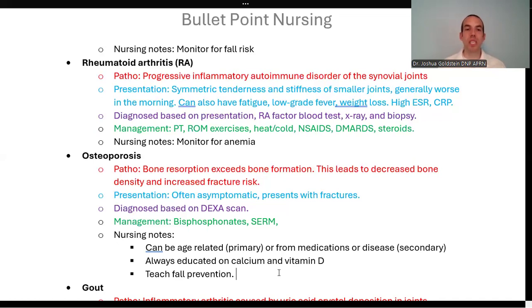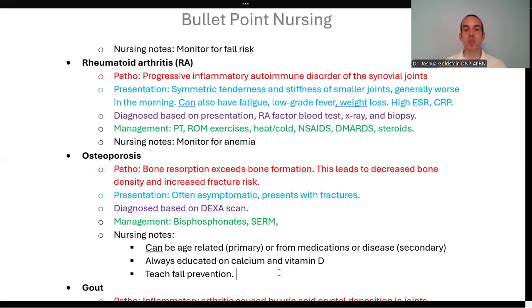We also use DMARDs such as methotrexate, hydroxychloroquine, and then we can move on to the really fancy DMARDs like adalimumab, which is Humira and things like that. And finally, for flare-ups, we may use steroids such as your basic Medrol dose pack or prednisone, something like that. Nursing notes over here is to monitor for anemia. Part of the pathophysiology of rheumatoid arthritis is that these patients are at increased risk of developing anemia.